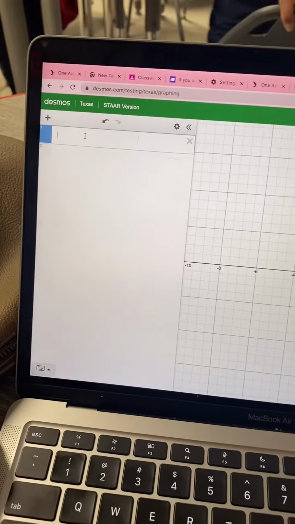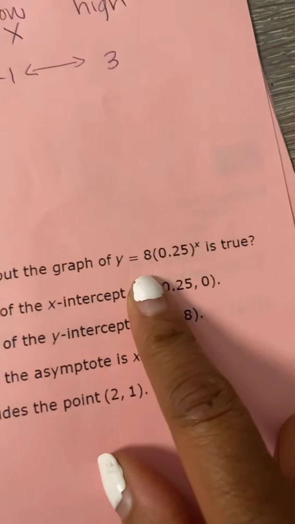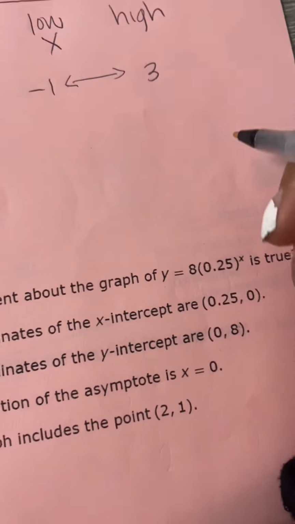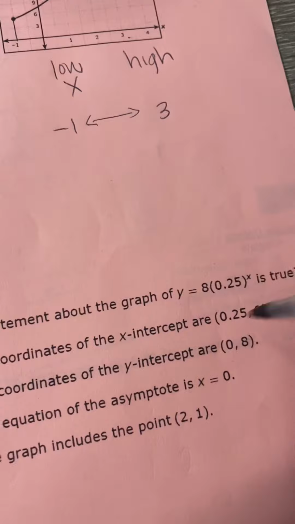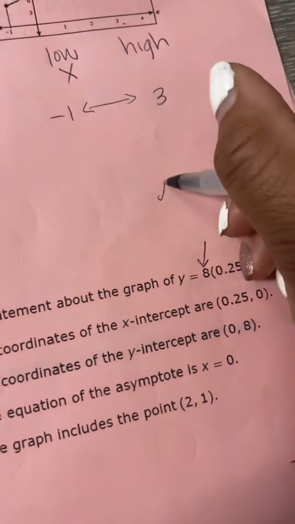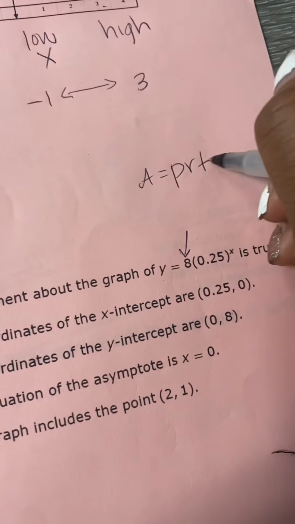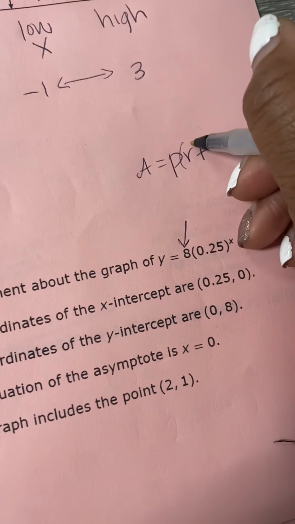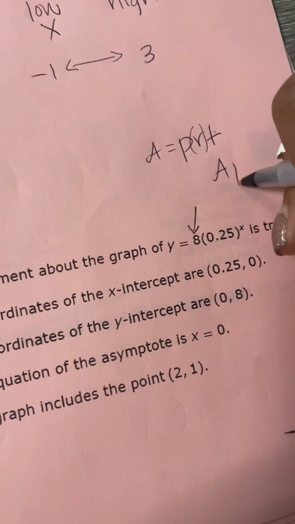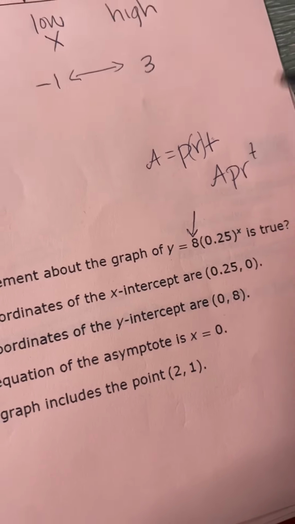So you would go to Desmos here, Star Desmos, and you would put in the equation, which is y equals 8 times 0.25. What do we learn about this equation? What does that number represent? Remember, A equals P times R to the T power. We can think of PERT.